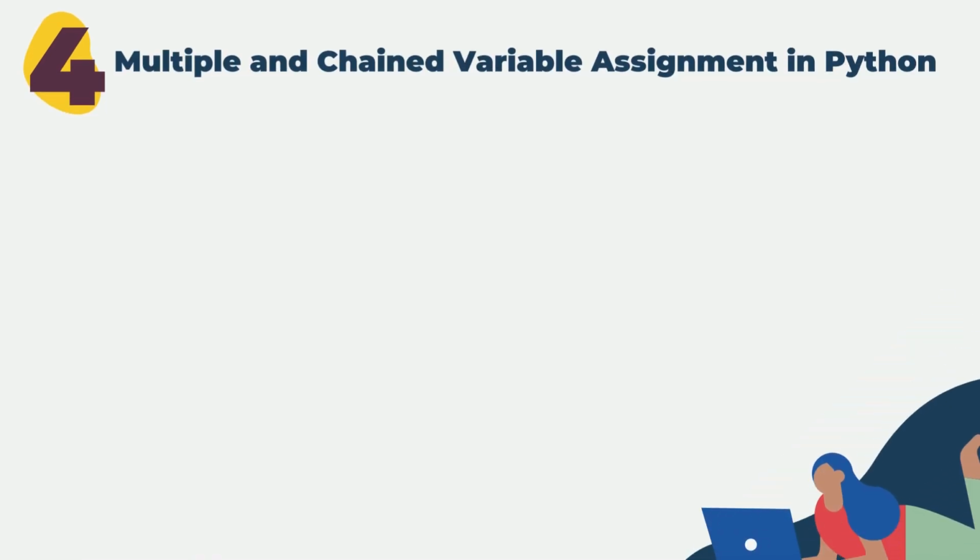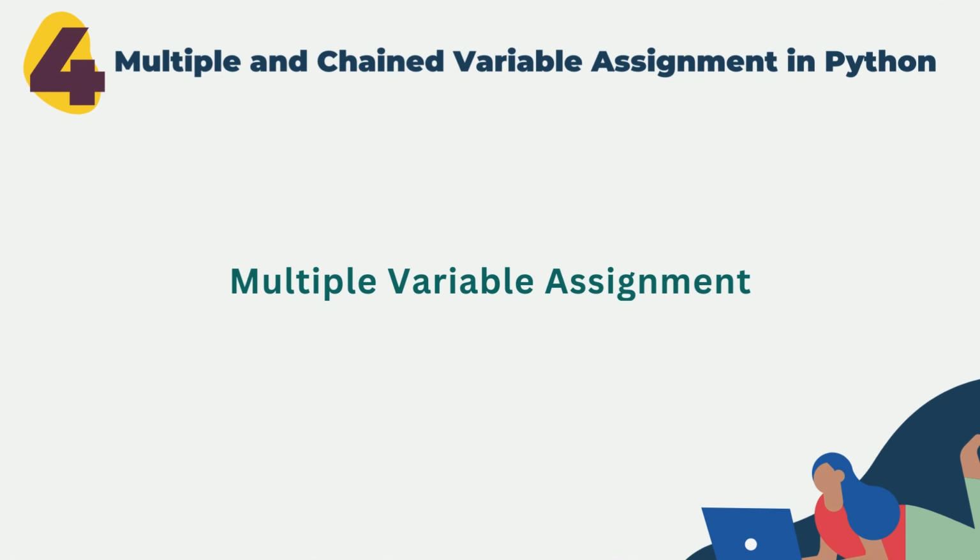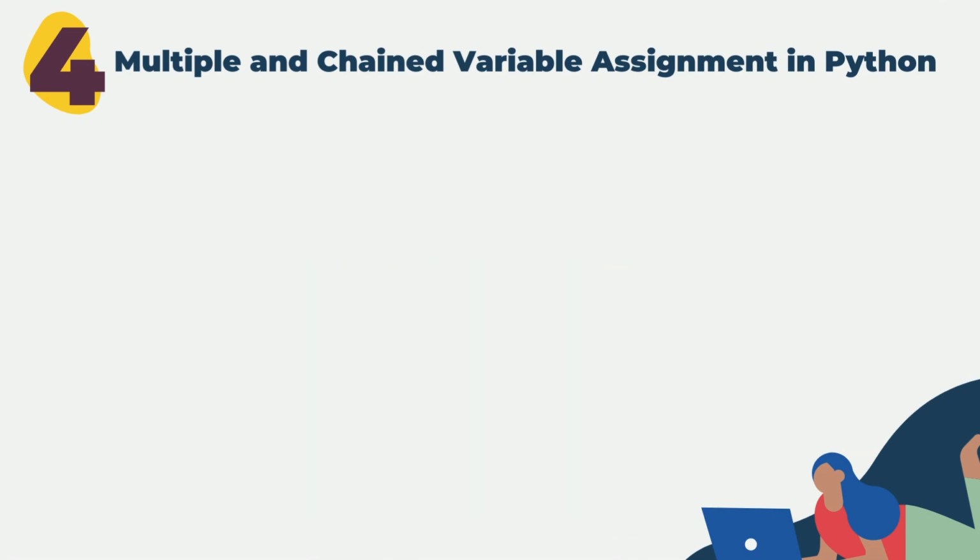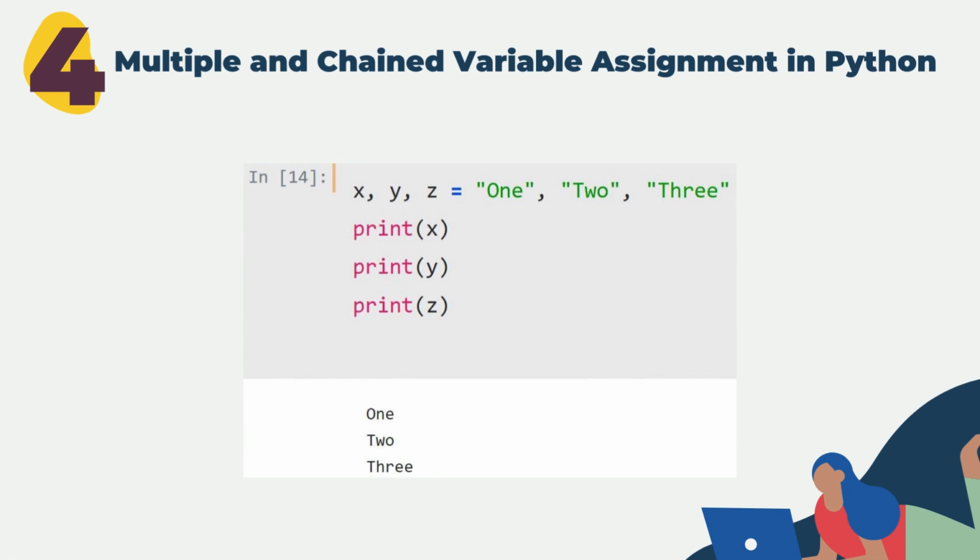In Python, you have the flexibility to assign values to multiple variables in a single line, streamlining your code. Take a look at this example. Here, the values 1, 2, and 3 are assigned to variables x, y, and z respectively. The print function then displays each variable's value on a new line.